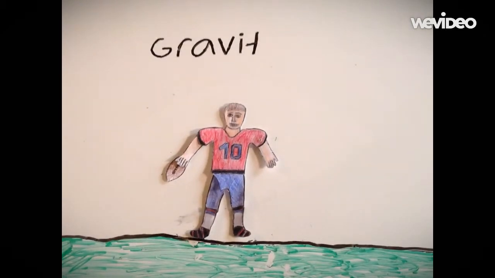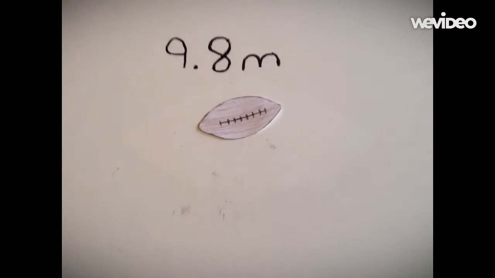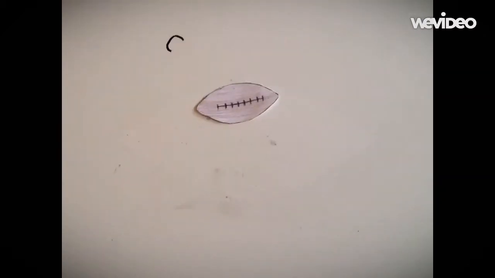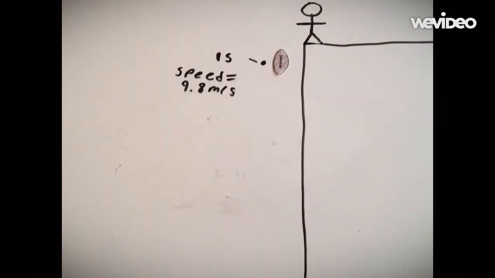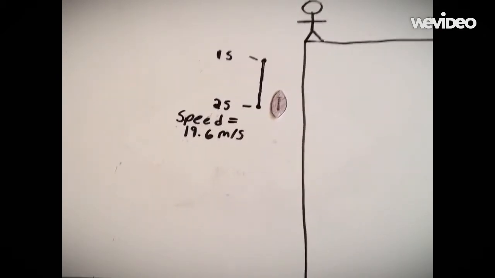Now let's talk about gravity. As Jeff throws the ball through the air, gravity is affecting it at 9.8 meters per second squared. This means that if we drop it from a building, at the first second, its speed will be 9.8 meters per second. And at the second second, the speed will be 19.6 meters per second, and continue.